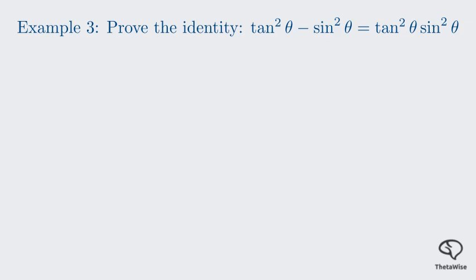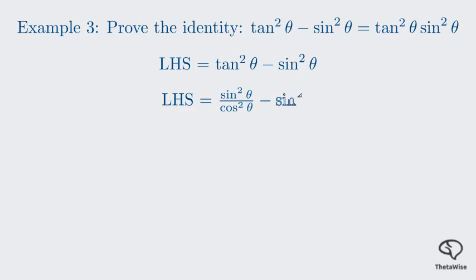Let's start with the left-hand side, which looks a bit more complicated. We will work with the expression tangent squared theta minus sine squared theta. A great first step in any trig proof is to convert everything into sines and cosines. We know that tangent theta equals sine theta over cosine theta. So tangent squared theta becomes sine squared theta over cosine squared theta.